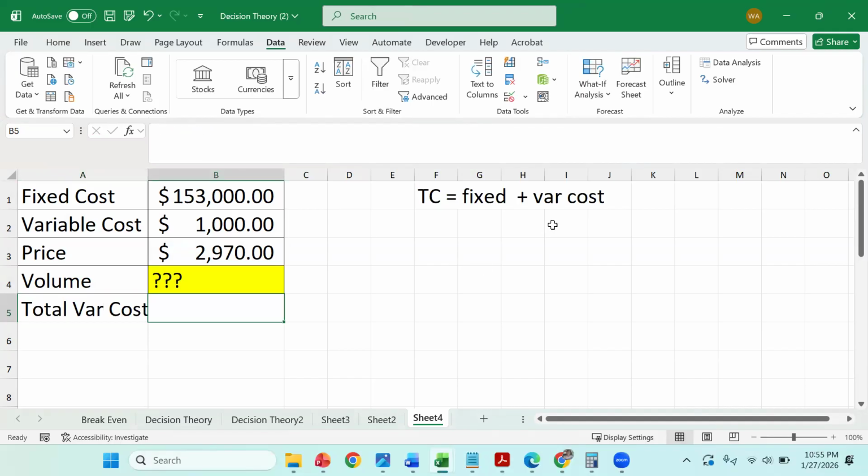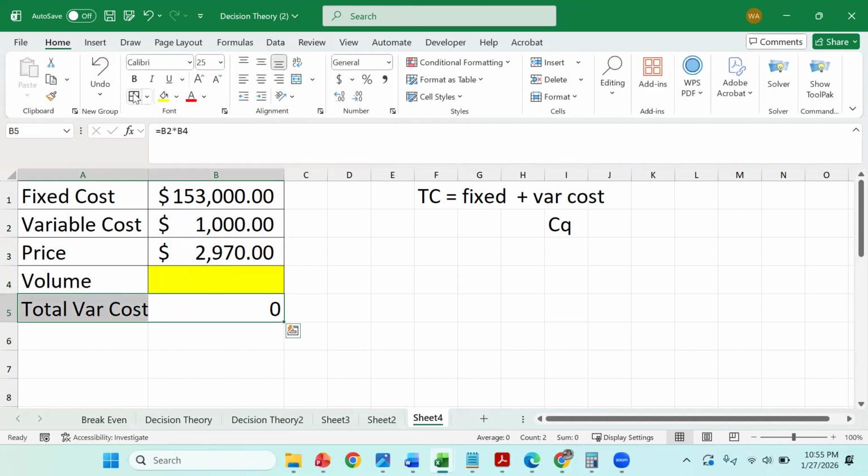Okay, keep in mind that the variable cost is the cost for one patient, C, multiplied by the total number of patients at break even. So that's what I'm going to do here. I'm going to multiply C, which is a variable cost, by the volume, which we don't know. Okay, and I'll take out those question marks because that's not a number. Okay, so now I have a formula for that.